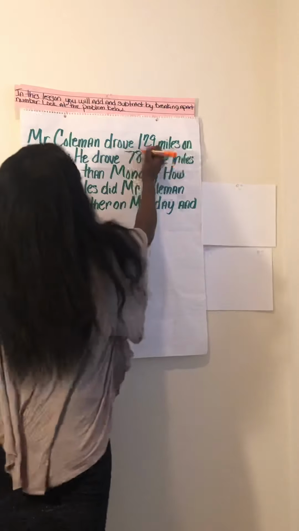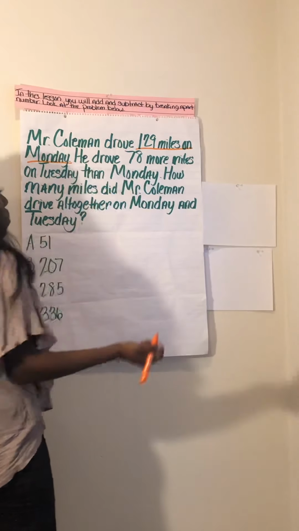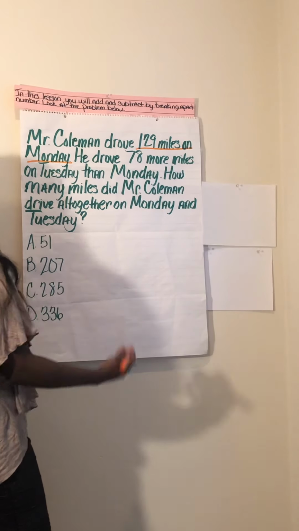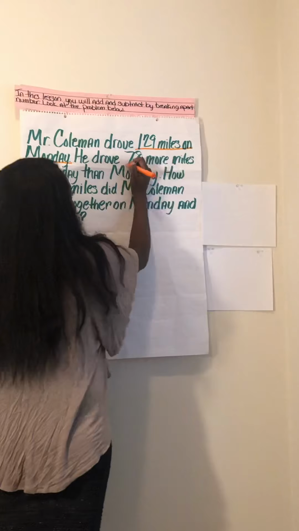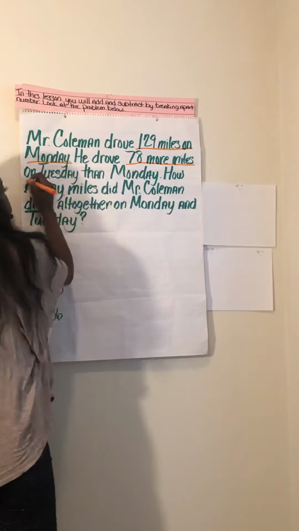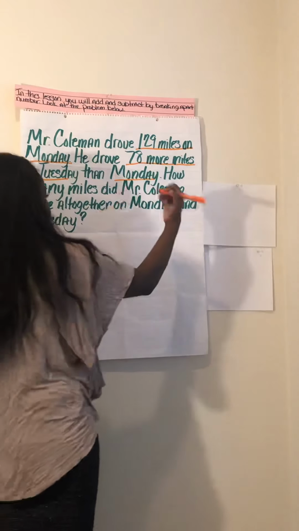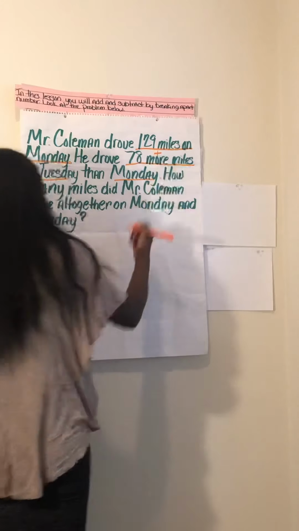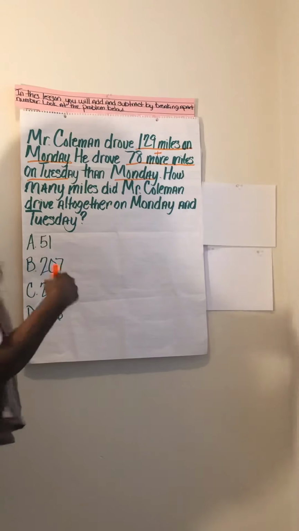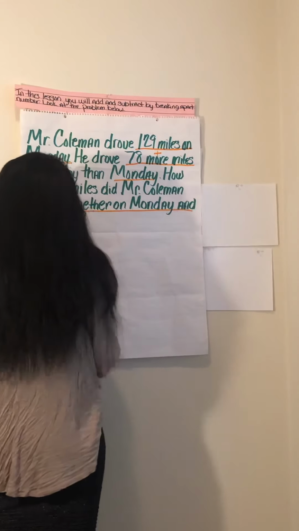Mr. Coleman drove 129 miles on Monday. That's important because we need to know how many he drove on Monday. It's comparing it to how many he drove on Tuesday. He drove 78 more miles on Tuesday than on Monday. So it's comparing it, and it's saying that he drove this many more miles. So I went ahead and added a plus sign. Next, it says how many miles did he drive altogether on Monday and Tuesday?